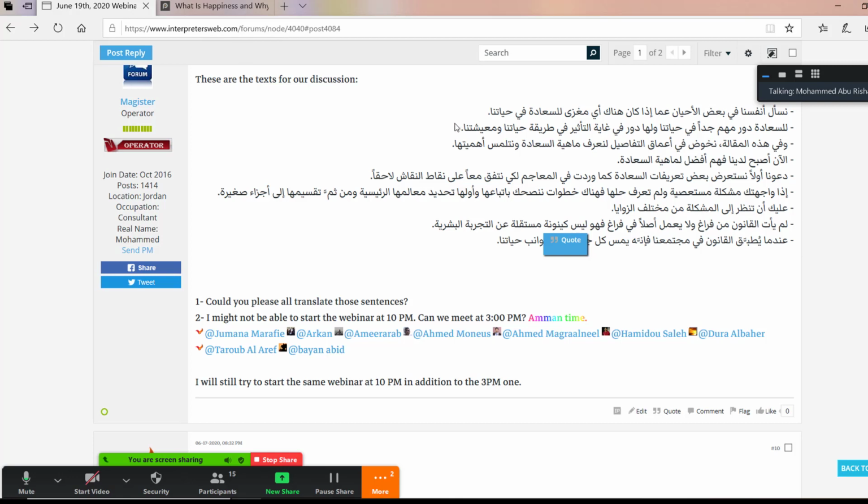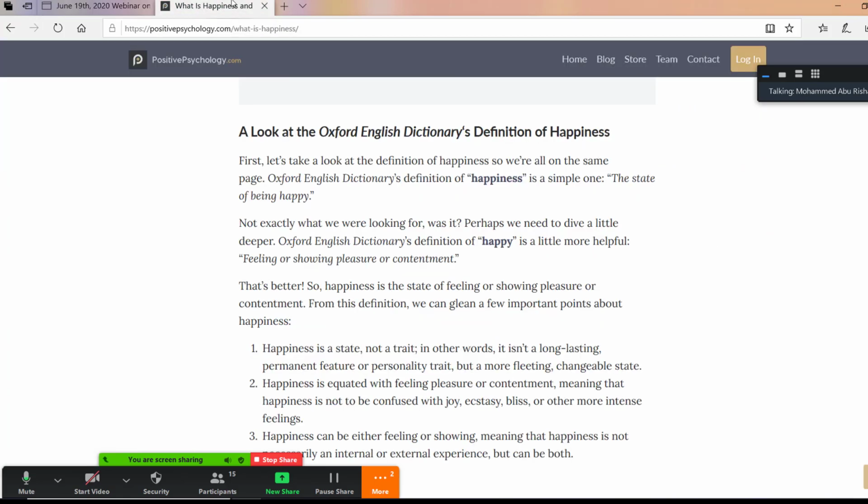Let's see the article about happiness, the first few lines, and see what interesting things we can find. This is the verification process at the moment.